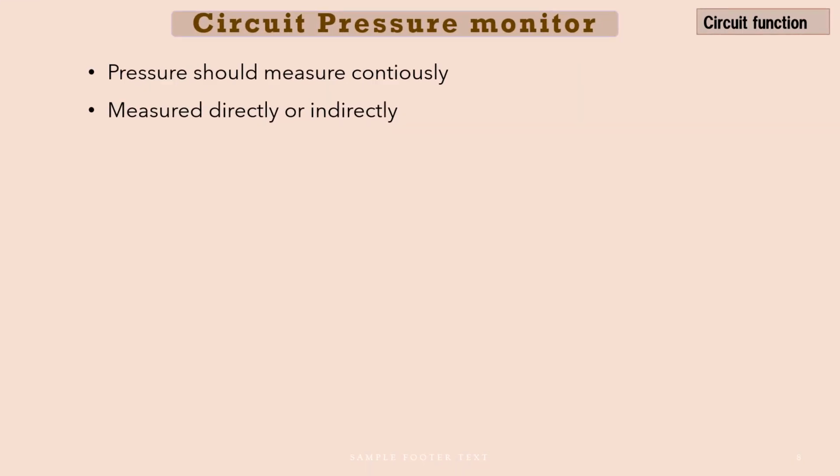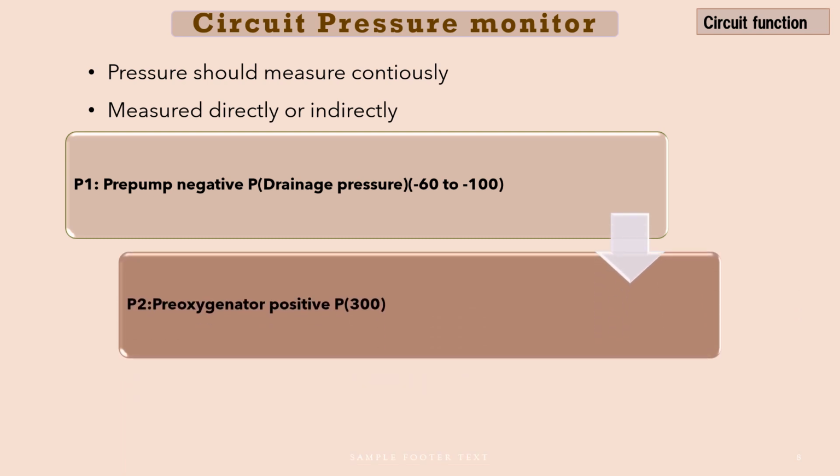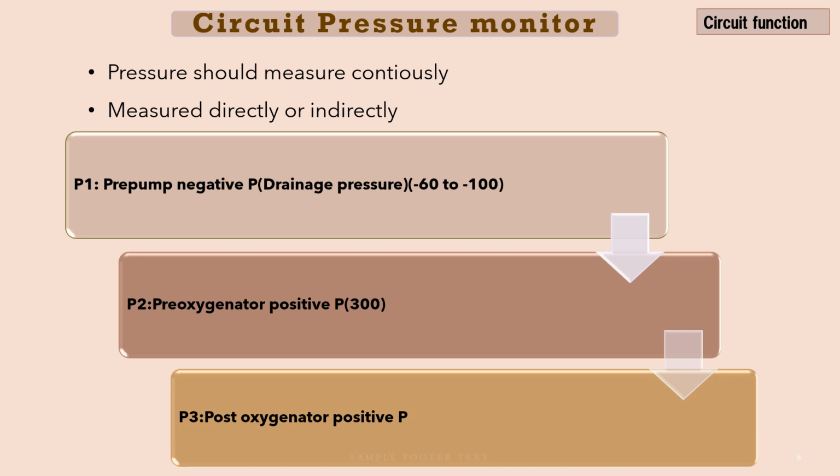The most important part in the circuit function is circuit pressure monitoring. The pressure should be measured continuously, and it can be measured directly or indirectly. In the circuit, we have three pressures. The first one is P1, which is the pre-pump pressure or drainage pressure. It's usually negative pressure. The second one is P2, which is the pre-oxygenator pressure, which is positive pressure. The third one is P3, which is the post-oxygenator pressure.